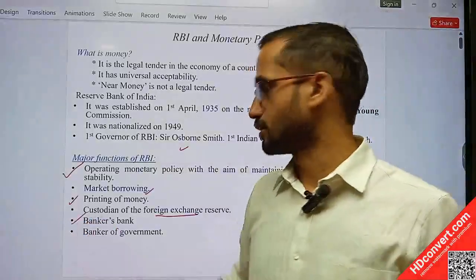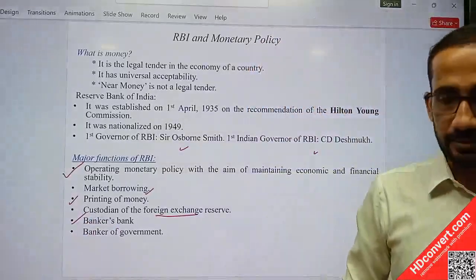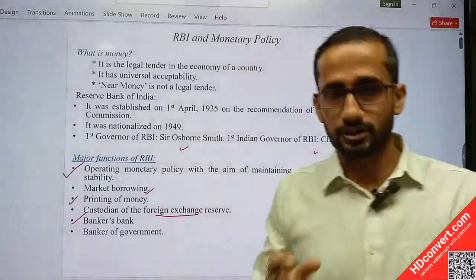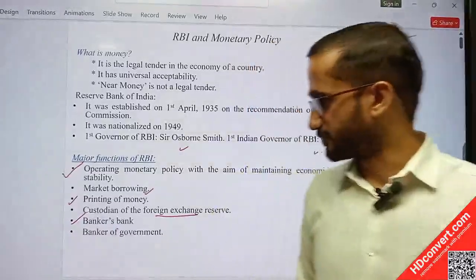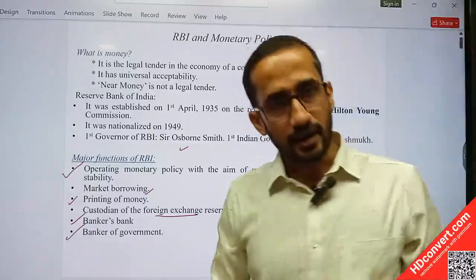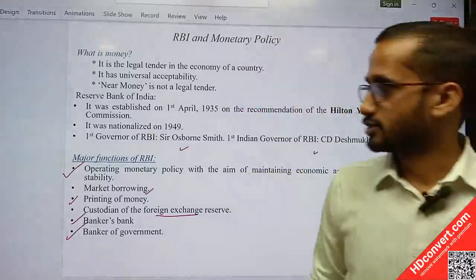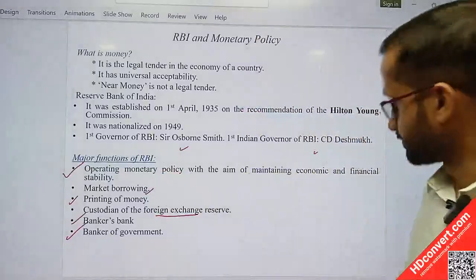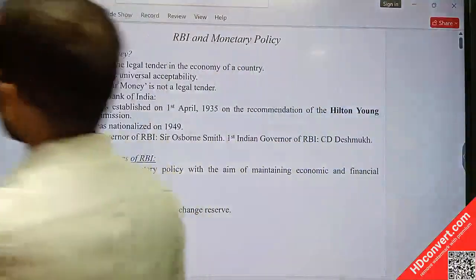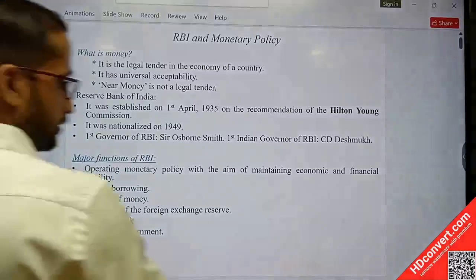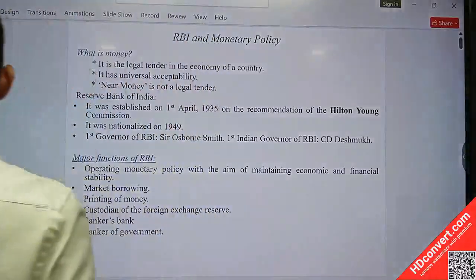Bankers of the banks: all other commercial banks, whether private or public banks, are regulated by RBI. Bankers of government: RBI is also the banker of the government. So these are the main functions of RBI. Now I move to the main topic, that is monetary policy.